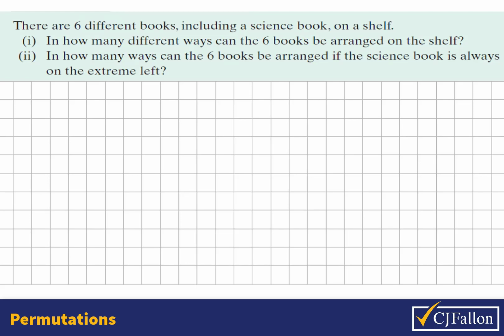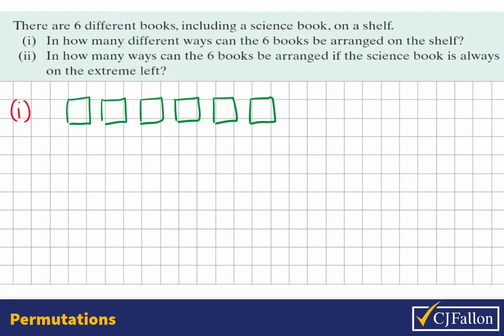There are 6 different books, including a science book on a shelf. In how many different ways can the 6 books be arranged on the shelf? Okay, to answer this question, we might imagine these boxes or spaces that the books might go into. There's 6 books and 6 spaces, and what we're going to consider is how many choices do we have for each of these positions.